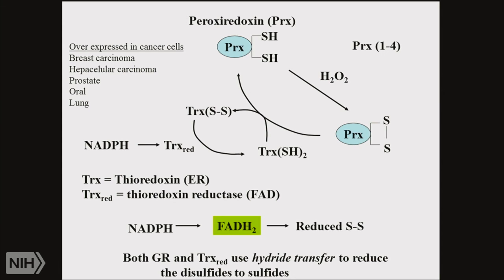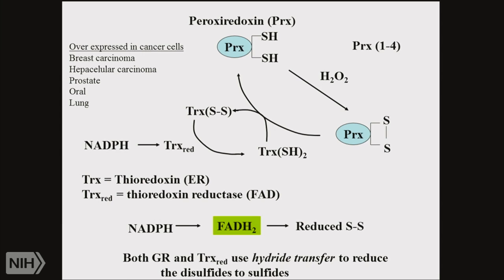Peroxyredoxins, these are similar, but they are thiol species. Many of them are dithiols here. And what happens is they react, these peroxyredoxins are often overexpressed in many cancers: breast cancer, hepatocellular carcinoma, prostate, oral, and lung. And what they do is they react with hydrogen peroxide to form a disulfide bond here. The peroxide reacts, forms a sulfenic acid, and then that forms water. So it's taking hydrogen peroxide to water.